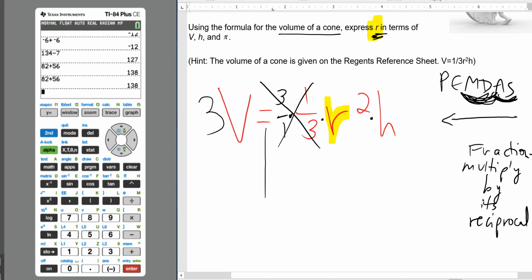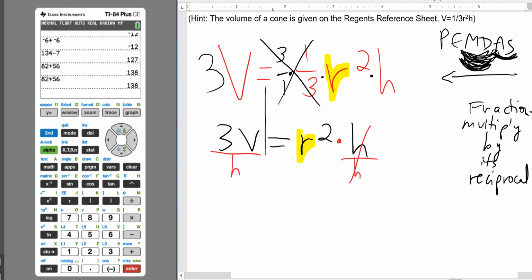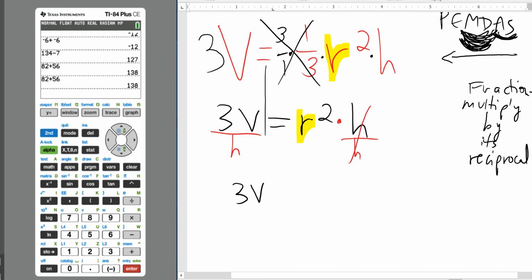We could multiply here by 3, or 3/1. And 3 times V is, of course, just 3V. We're not done with multiplication and division, right? H is still attached by multiplication, and we will move it away from what we want by itself, R, with its inverse operation, division. Divide by H, divide by H. So far, we have 3V over H is equal to R to the second.